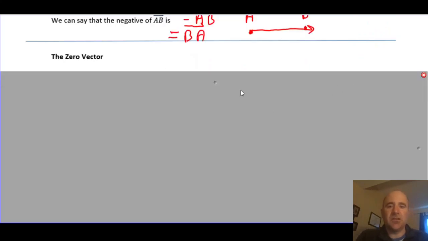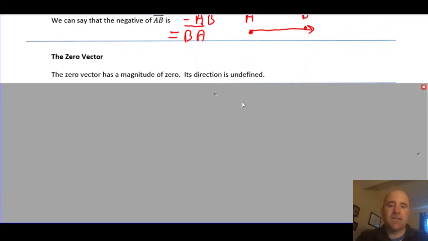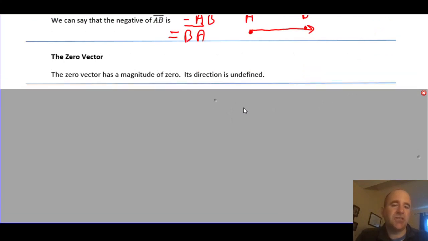There's also such a thing as the zero vector. The zero vector has a magnitude of 0 and its direction is undefined. It's the only vector that doesn't have a direction. And the symbol we use for the zero vector is a little vector sign over the 0.